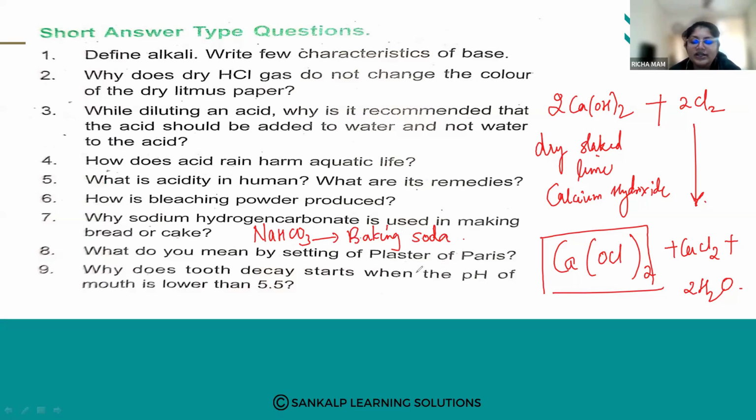Why do you use it in bread and cake? So that it will be soft and fluffy. After you put in baking soda, that is sodium hydrogen carbonate, the batter, your cake, will be more fluffy and soft. It will be much lighter. It will also increase the volume. Fine. Next question.